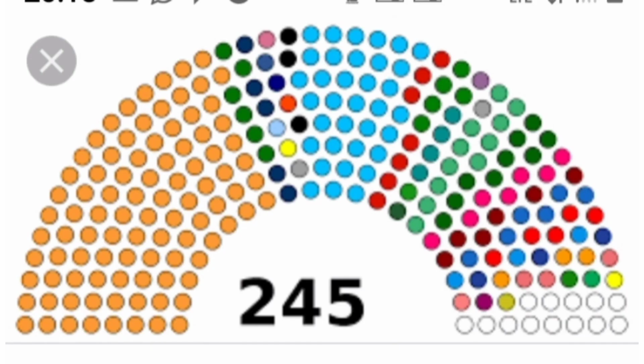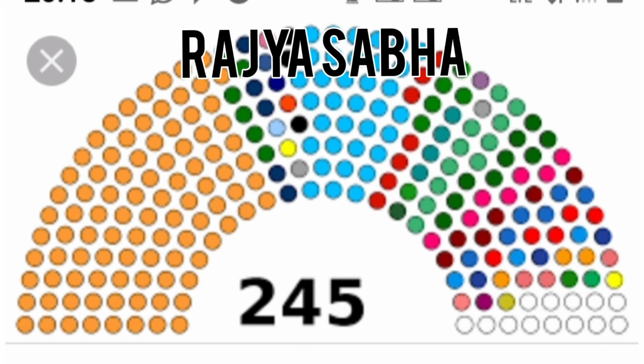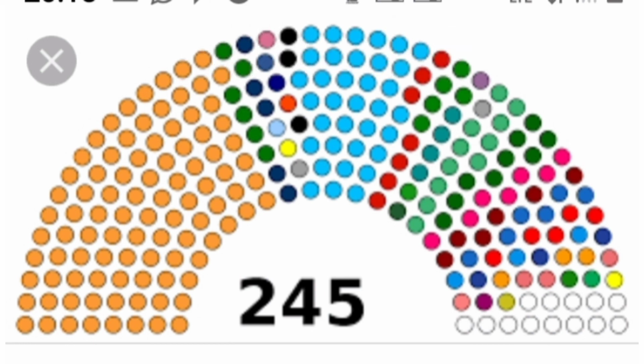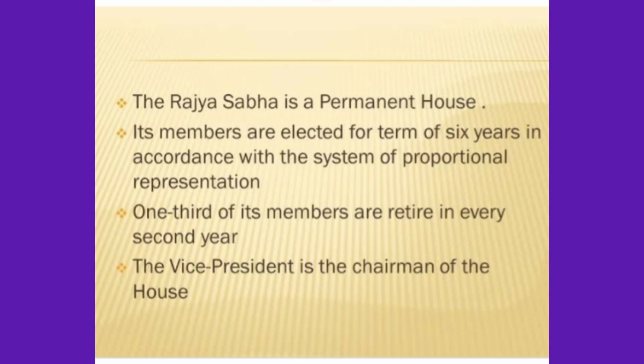Now, let's move on to the next subtopic, that is the Rajya Sabha, the upper house of the parliament. Since the Rajya Sabha is the upper house of the parliament, it is a permanent house. Now, why is the Rajya Sabha known as the permanent house? The Rajya Sabha is known as the permanent house because it doesn't dissolve completely.